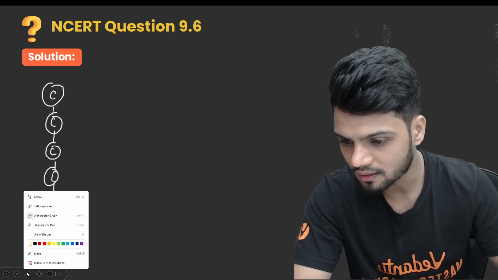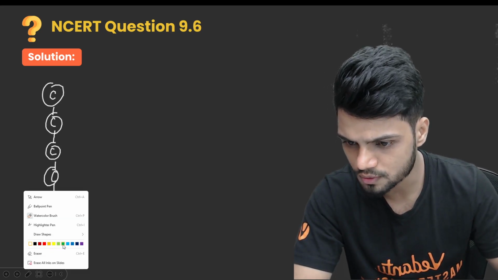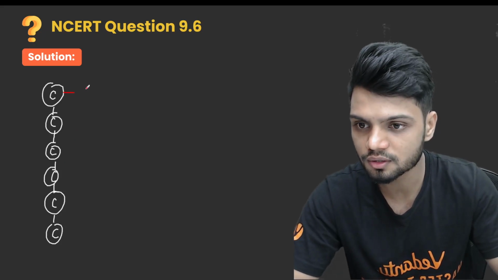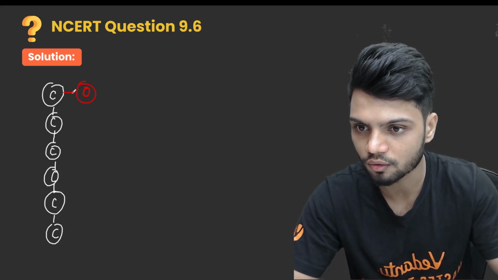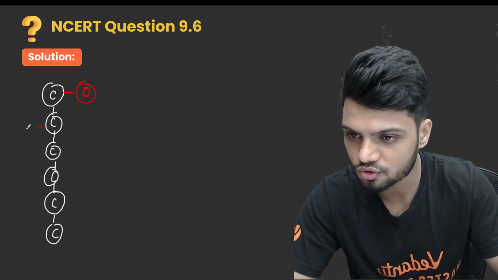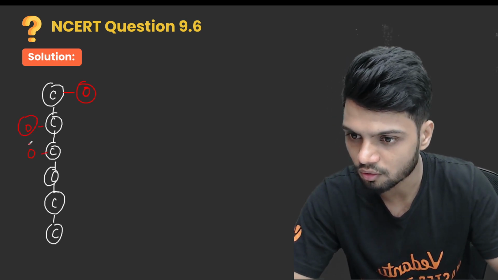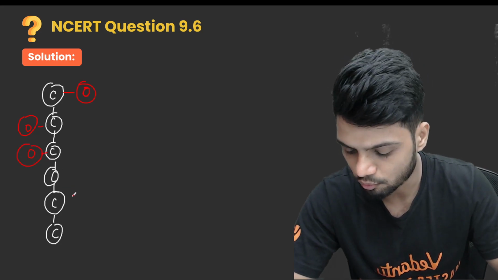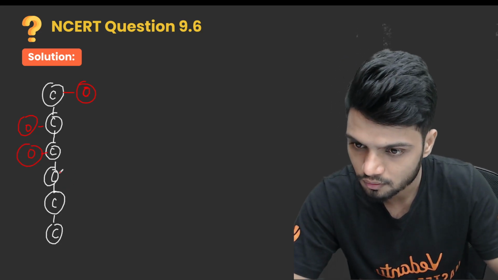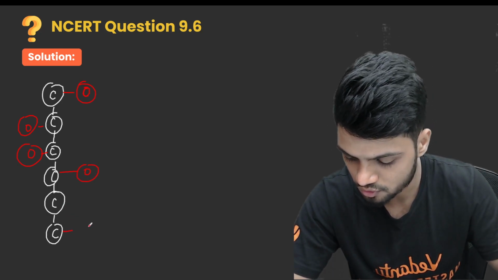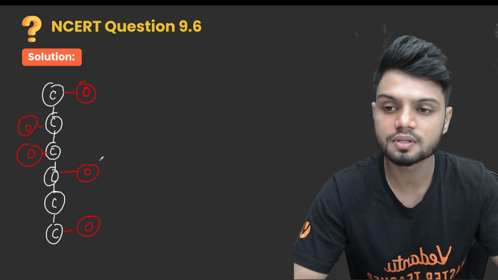Then let's try to add in the oxygen. Let's use red for oxygen. We have an oxygen here. Let's draw a structure here. Then we also have oxygen here, then one more oxygen here, and one more oxygen here. Then we skip, and then we have one more oxygen here. So this is your oxygen.